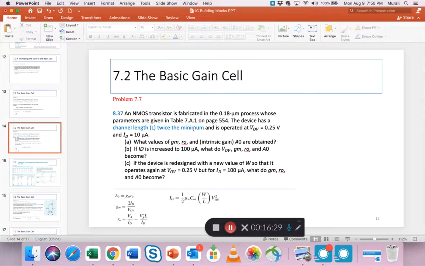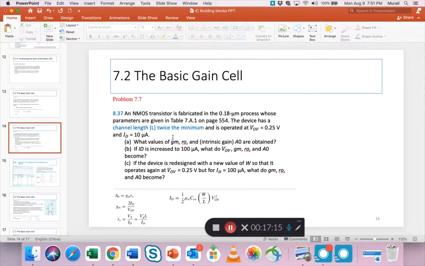So what that means is this 0.18 micrometer is the minimum process length, but our device is using L twice this. That is how these problems are framed. You will find that either it's given as twice or thrice as an integer value, or we are asked to find what should be the length in terms of that integer applied to the basic process length. In this case it's given, and other values given are the overdrive voltage and even the bias current ID.